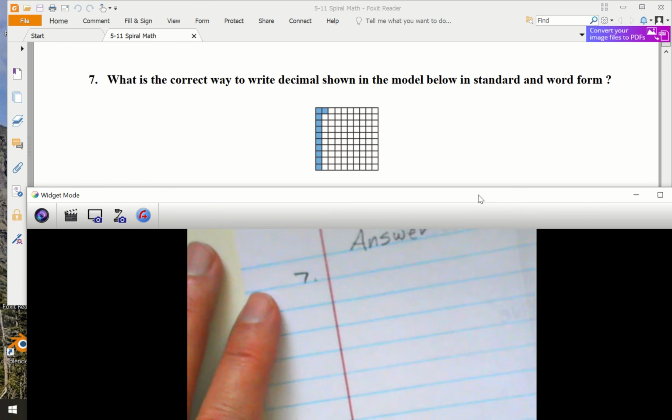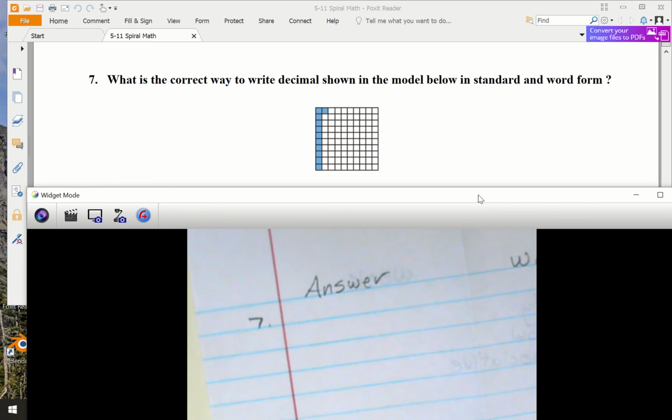Number 7. So number 7 is, what is the correct way to write the decimals shown in the model below in standard and word form? So there's 2 things I have to do. I have to put it in standard form and then in word form. Now this is a block of 100 small pieces. Imagine that this is one whole, this whole block, and the shaded area is the decimal. So I've got 10 shaded here plus 1 more, so that's 11. And each one of these little blocks is a hundredth, so it's 11 hundredths.